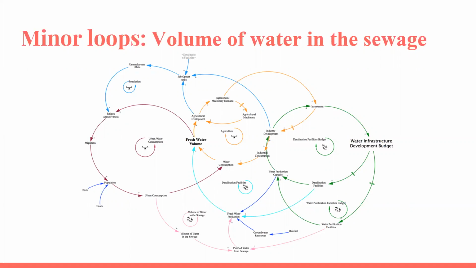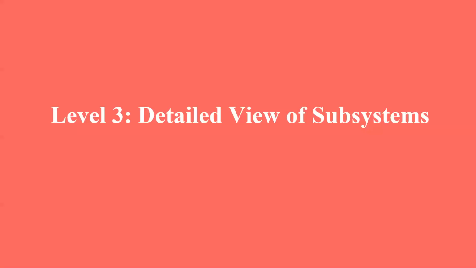As the third minor loop, we have the volume of water in sewage. When urban consumption increases, the volume of water in sewage will increase, and it will bring us more potential to purify this polluted water and use it in different parts of our industry and agriculture, or for urban consumption.